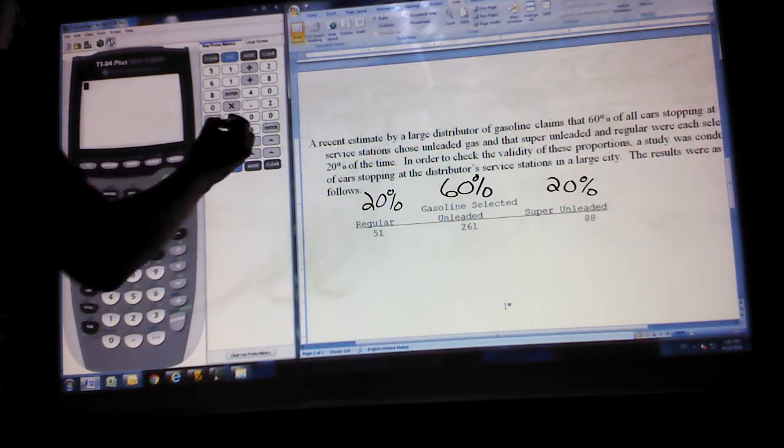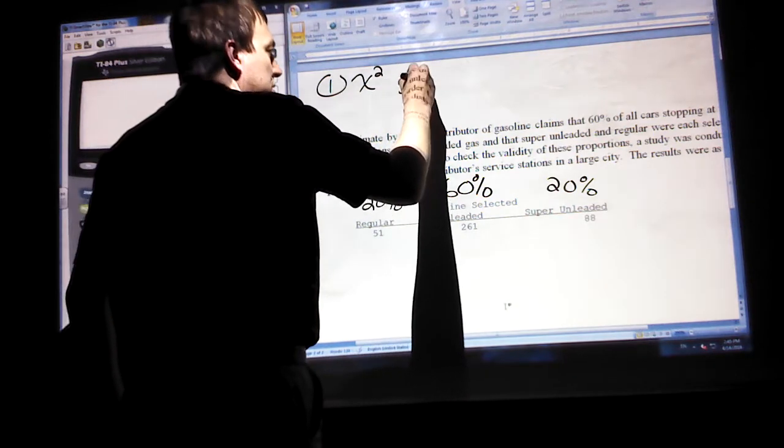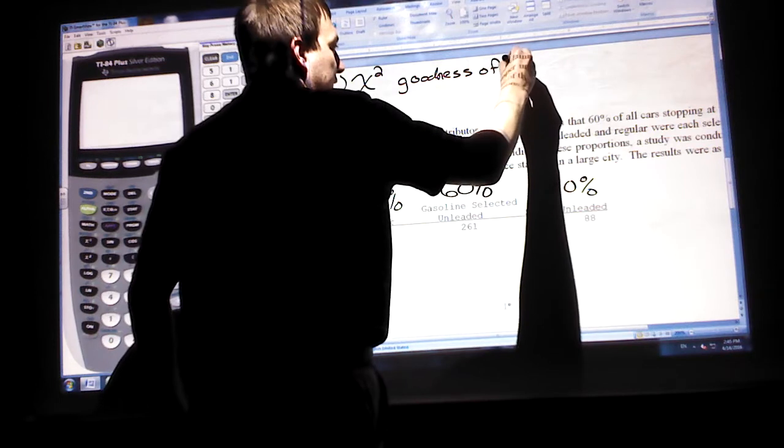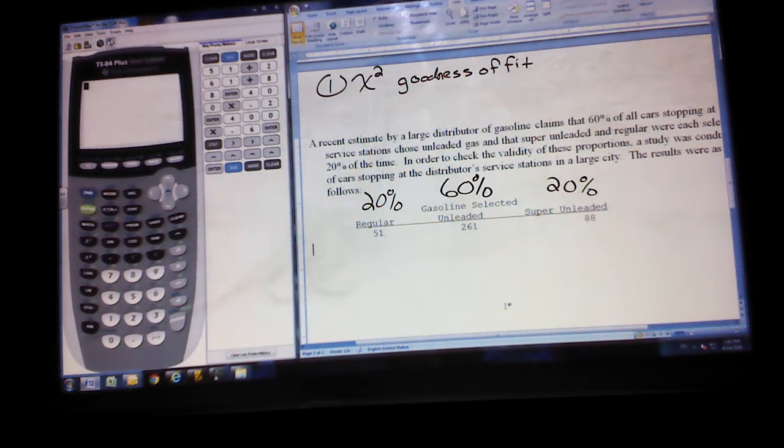Step one, name the test. This is a chi-squared goodness of fit test. It's supposed to follow a certain pattern. They're either all the same, or in this case, there's a certain percentage for each category.